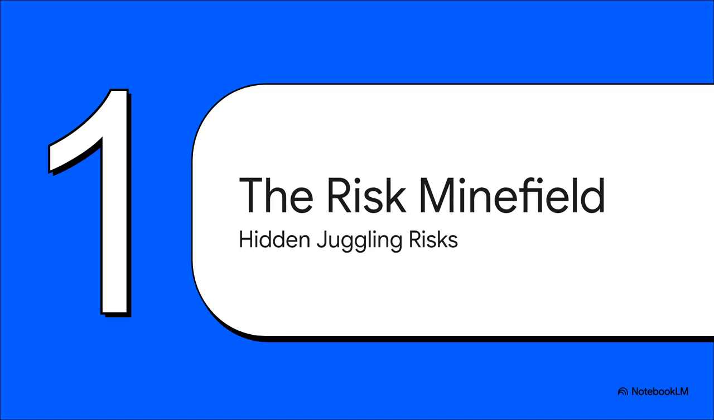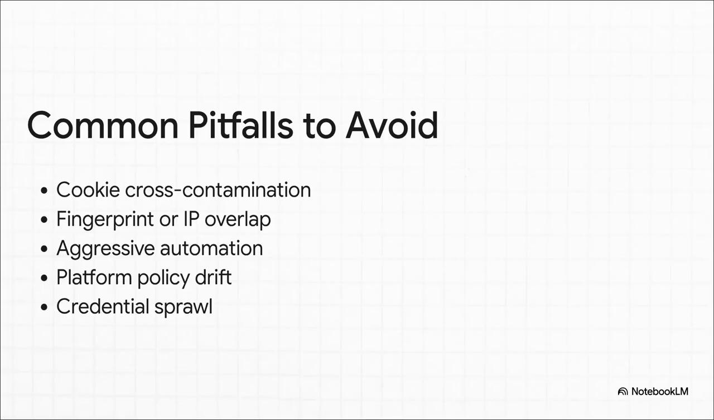The real danger here isn't one big, catastrophic mistake. Nope, it's more like death by a thousand cuts. It's all the small, subtle ways your accounts can overlap, the very things that platform algorithms are now specifically designed to hunt down. These right here, these are the tripwires.